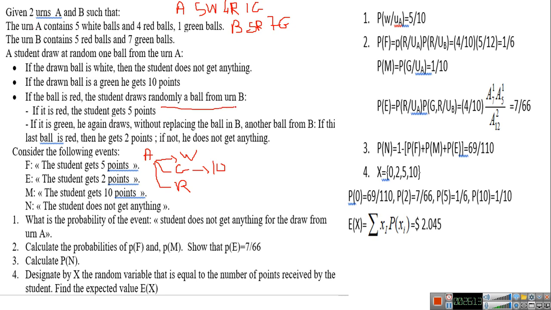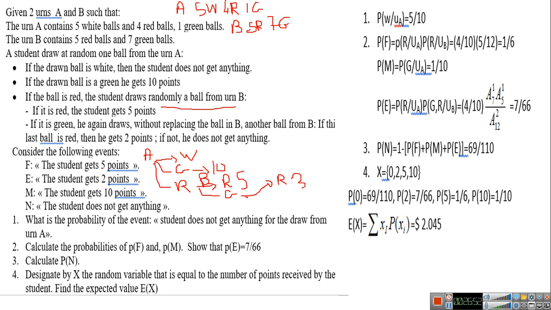the student draws randomly one ball from B. If it's red from B here, we're going to put B, he goes to B. If it's red, he gets 5 points. If it's green, he again draws without replacing the ball in B, another one from B. If it's green, he draws again another ball from B. If this last ball is red, he gets 2 points.